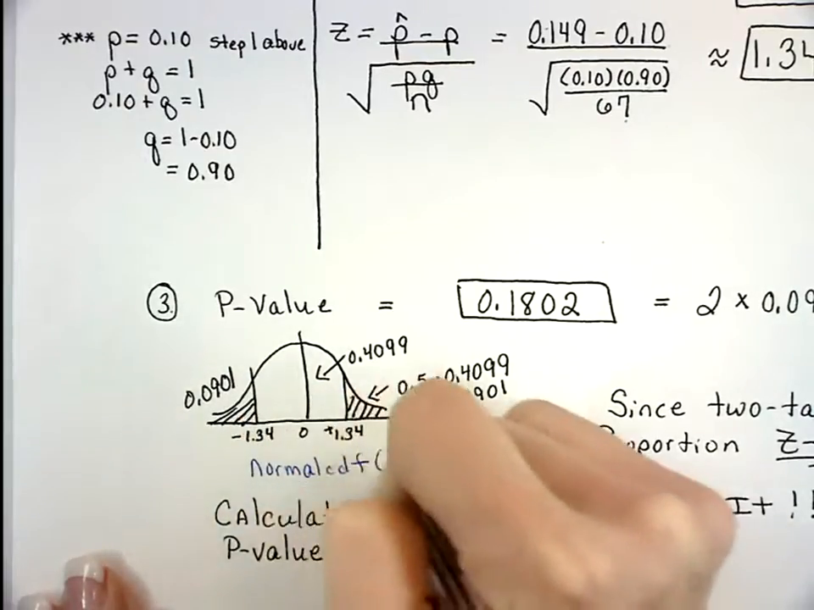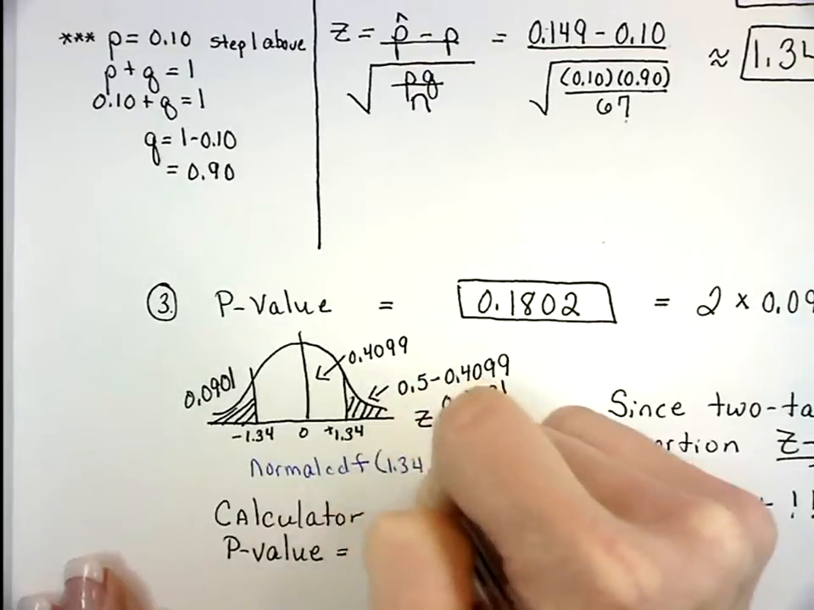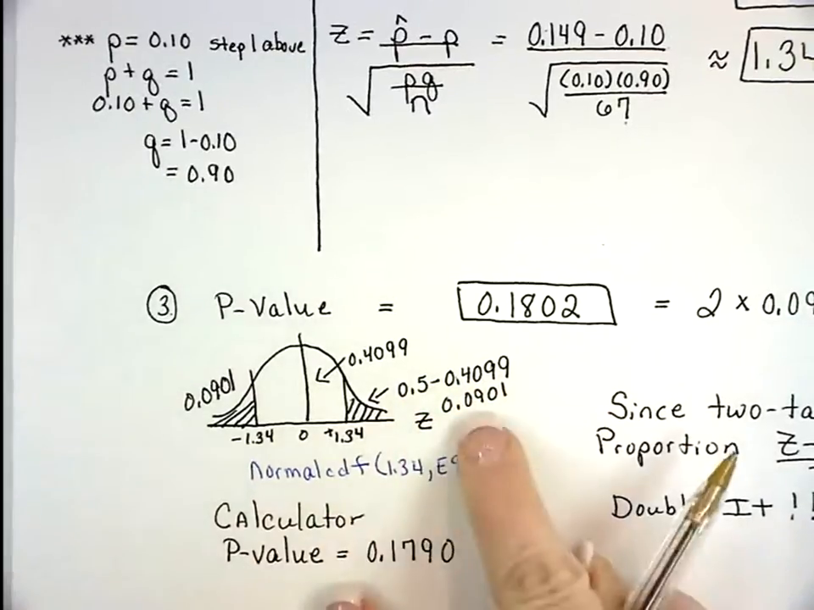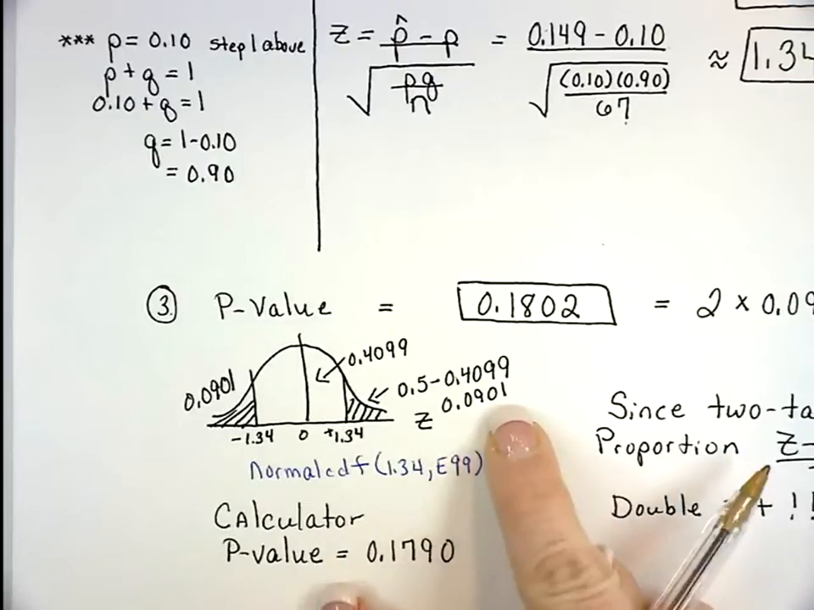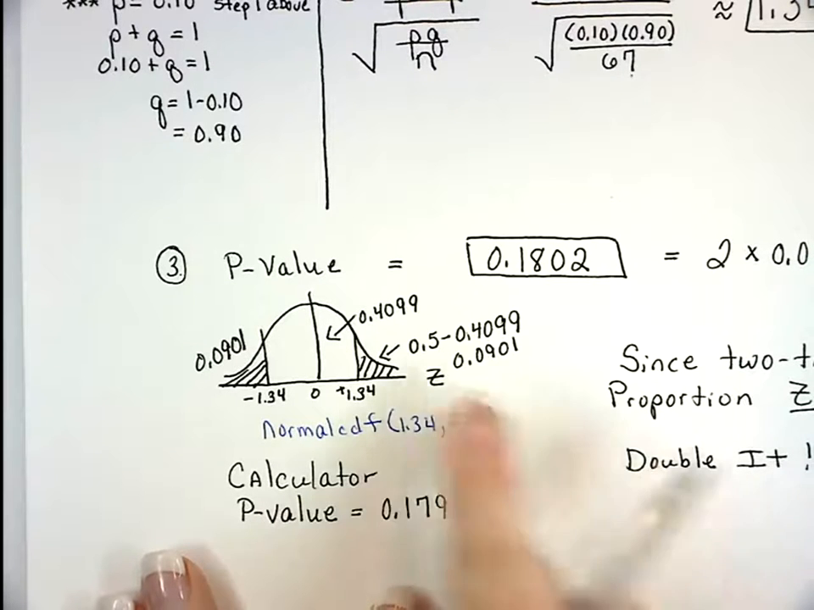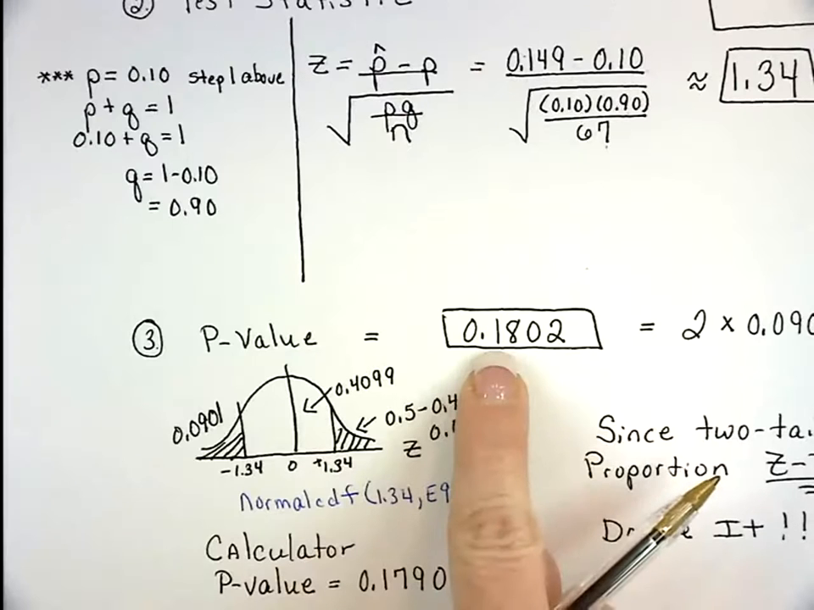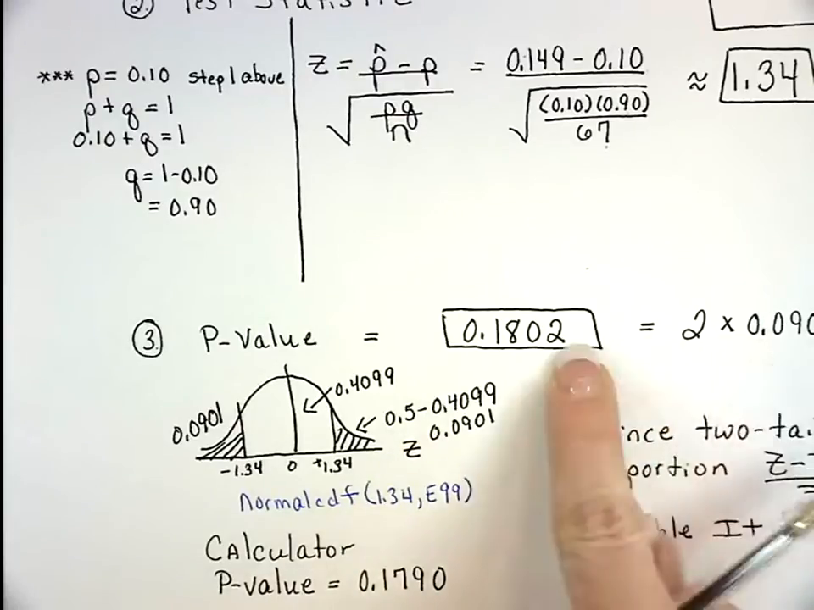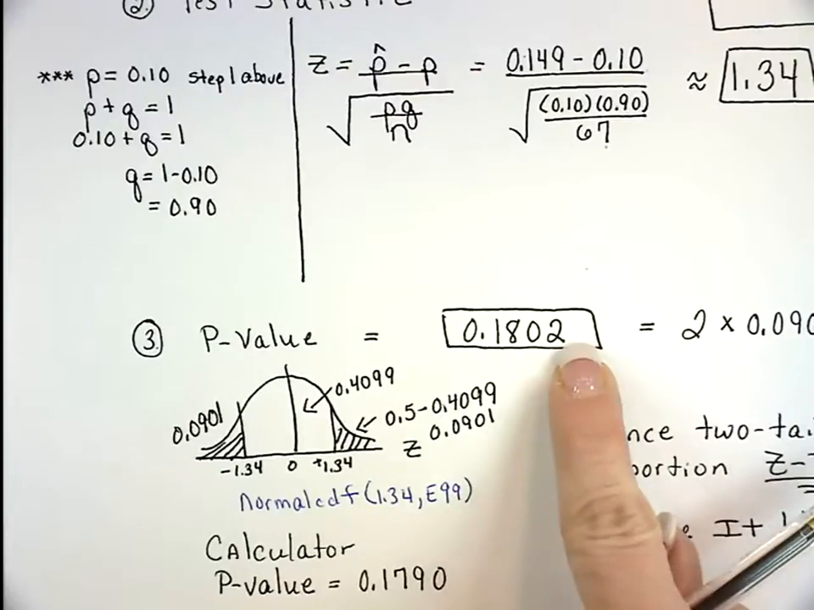With this one, normal CDF would look like this. And you would do 1.34, comma E99. And that would give you area 0.0901. And since it is a two-tailed proportion z-test, we would double that, and that would be by hand 0.1802, or 2 times 0.0901. So here's your p-value by hand, using the two-page z-table or normal CDF.